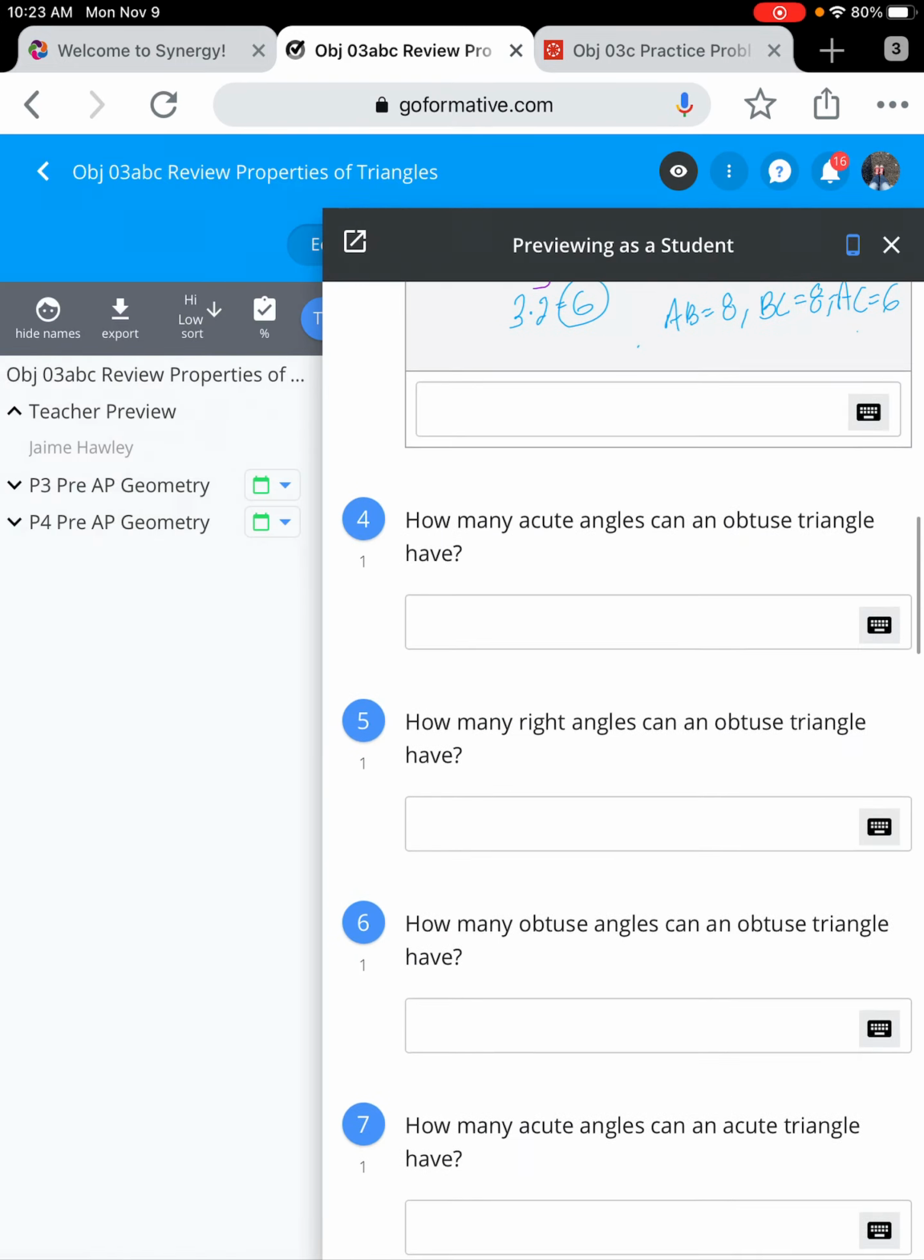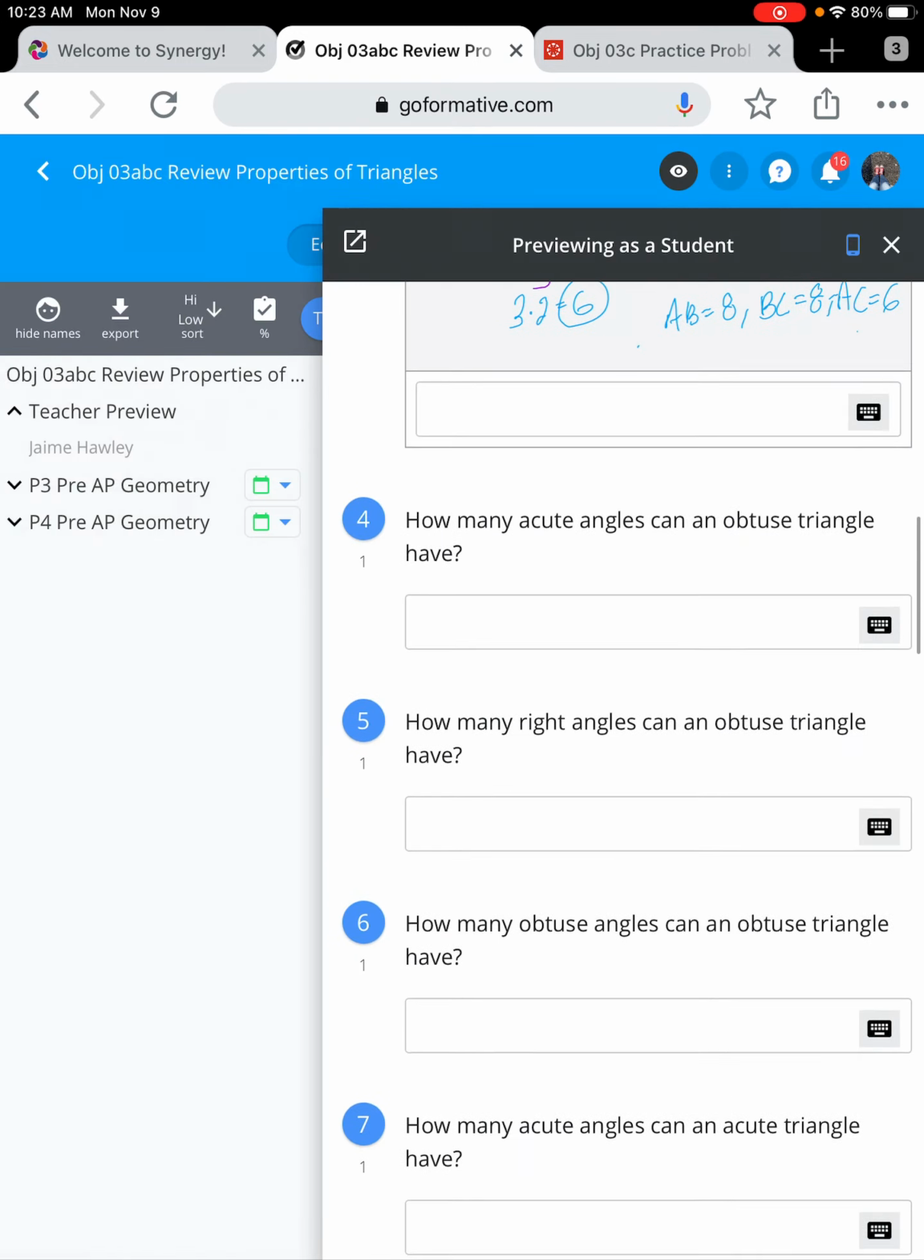One obtuse angle, but it can only have one obtuse angle. So how many right angles can an obtuse triangle have? Well, if it's an obtuse triangle, it's not going to have any. So the answer to that one is going to be 0. How many obtuse angles can an obtuse triangle have? Well, an obtuse triangle, or any triangle, can only have one obtuse angle.